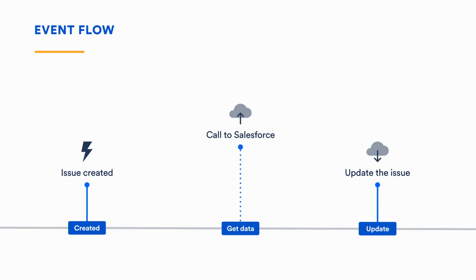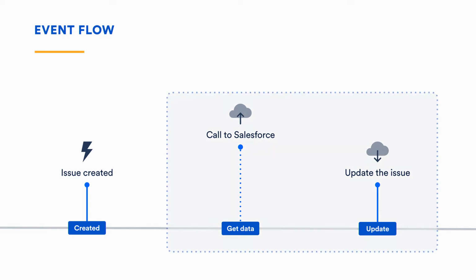I took a sheet of paper and drew it as a kind of flow chart. As you can see on the left, an issue comes in, and the issue is created. Then we make a call to Salesforce. Then we parse the data, figure out who the account owner is, and we just update the issue with that information. Pretty simple, right?